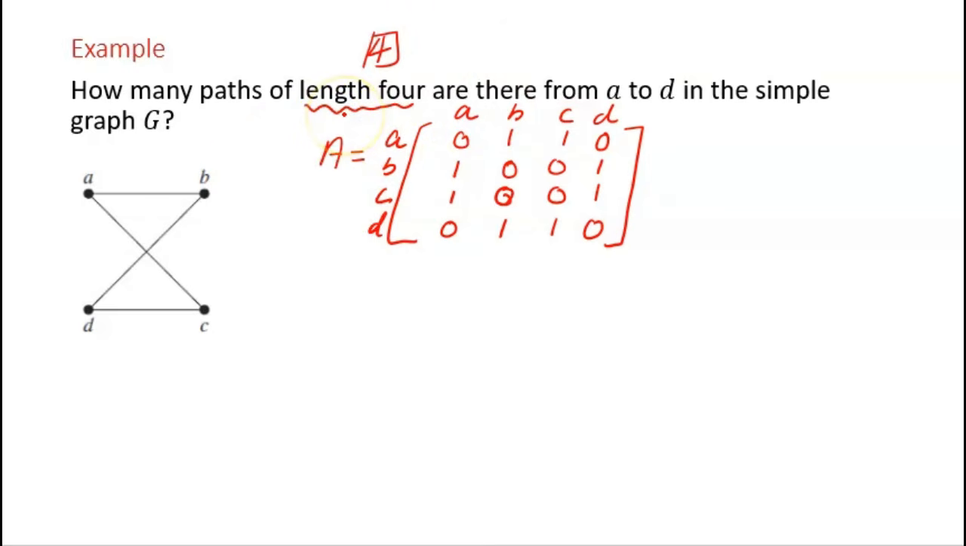path of length 4 from A to D, so A to D is what position? A to D is the 1/4 position, because A is coming in the first row and D is coming in the last column, so it is the 1/4 position, right? Because in the previous slide I highlighted this.